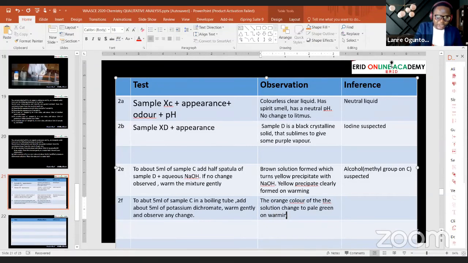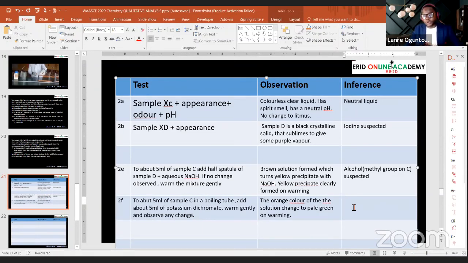So when you warm it, it changes to what? To pale green. So what can you now say about that? Okay, so because you know that your potassium chromate is an oxidizing agent, so you are confirming here that sample C, okay, is a what?